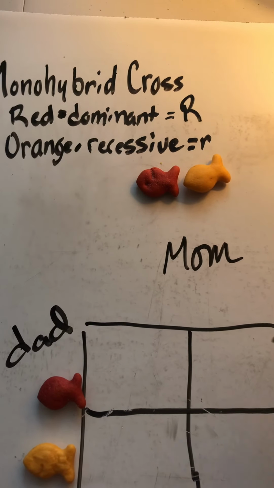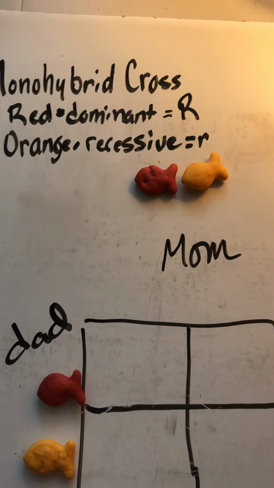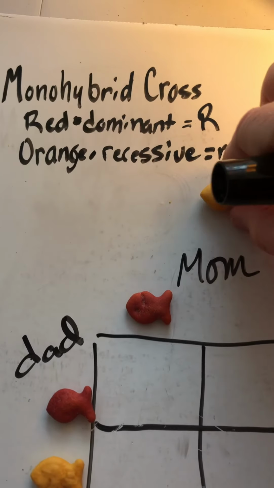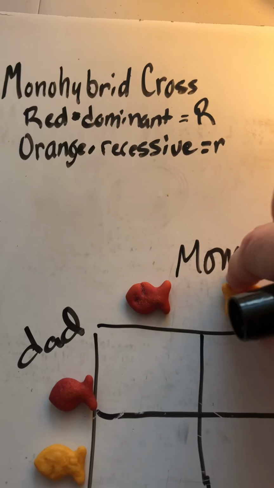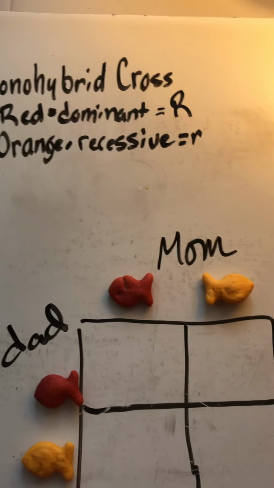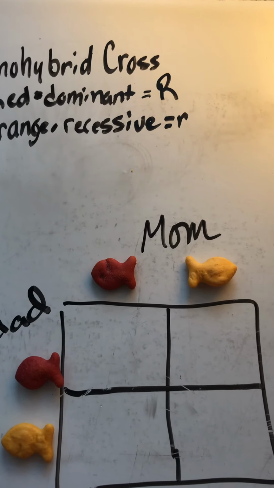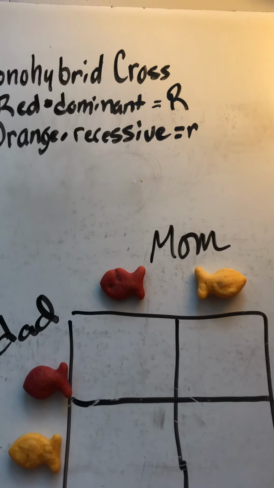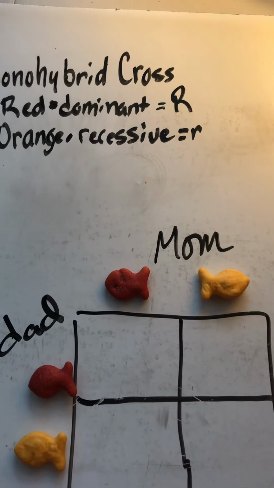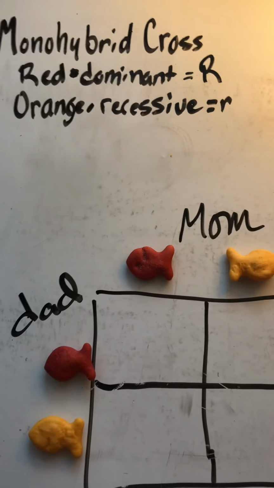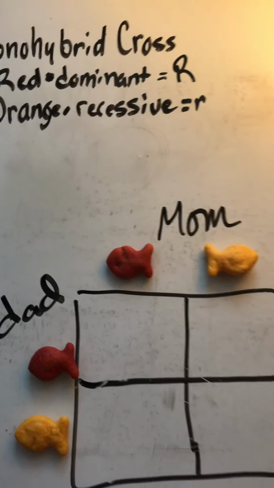To keep things simple, rather than drawing a 4x4 square, we're just going to do a 2x2 because half of those 4 gametes were red and half of those 4 gametes were orange. So we're just going to make it a little bit simpler by putting down one representative gamete of each type. When we're doing a Punnett square, what we need to do first is label mom's alleles and dad's alleles. They both have the same genetic makeup, one red, one orange.